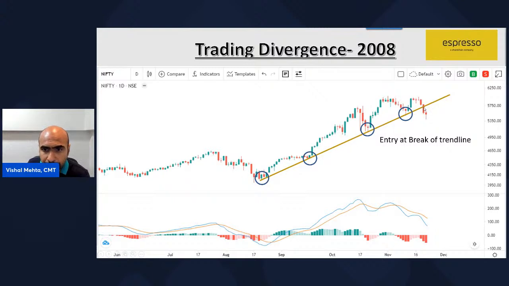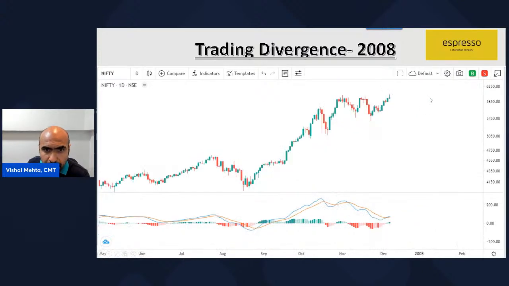So whenever there is a breakdown after a bearish divergence, because why am I calling it a bearish divergence? Prices are going up, but the MACD is going down. So you put a stop loss at the last swing high. What happens? Your stop loss gets triggered. And as I told you, not every time will this happen. There will be times where this bearish divergence or a bullish divergence will fail.